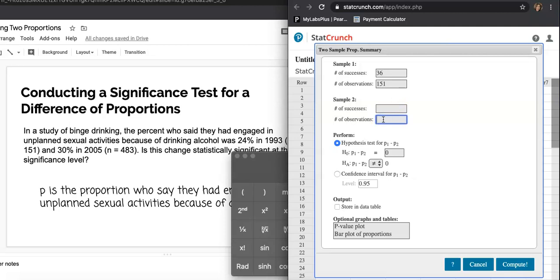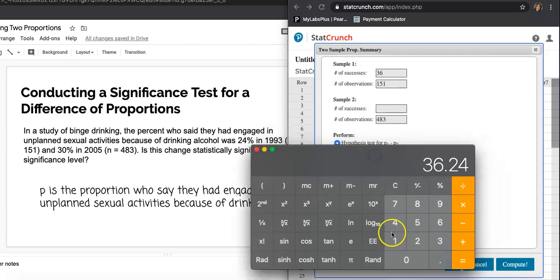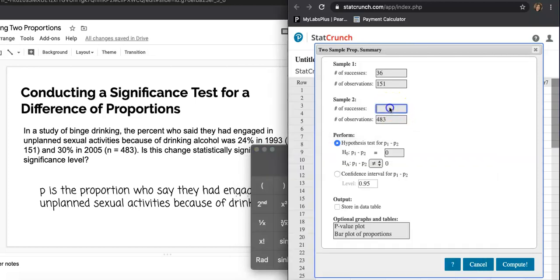All right, in 2005, there were 483, and it's funny because they say successes. How many people successfully engaged in unplanned sexual activity because of drinking? We will do 483 times 0.3, and that number is 145.